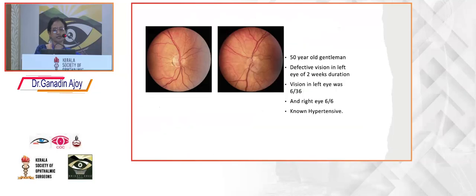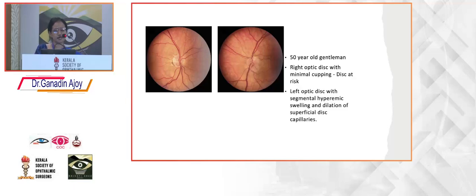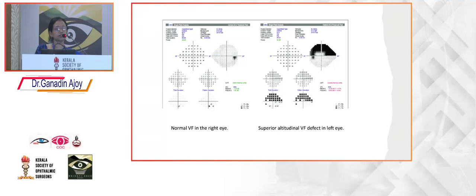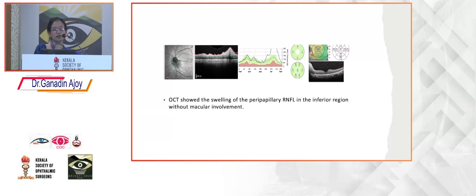A 50-year-old gentleman presented with defective vision in the left eye of 2 weeks duration. Vision is 6/36 in the left eye and right eye is 6/6. He's a known hypertensive. The right optic disc has minimal cupping and it is a disc at risk, and the left shows a segmental disc edema. It is hyperemic. There is dilatation of the superficial disc capillaries. Normal visual field in the right eye and altitudinal visual field defect in the left eye. OCT shows swelling of the peripapillary RNFL in the inferior region without macular involvement.